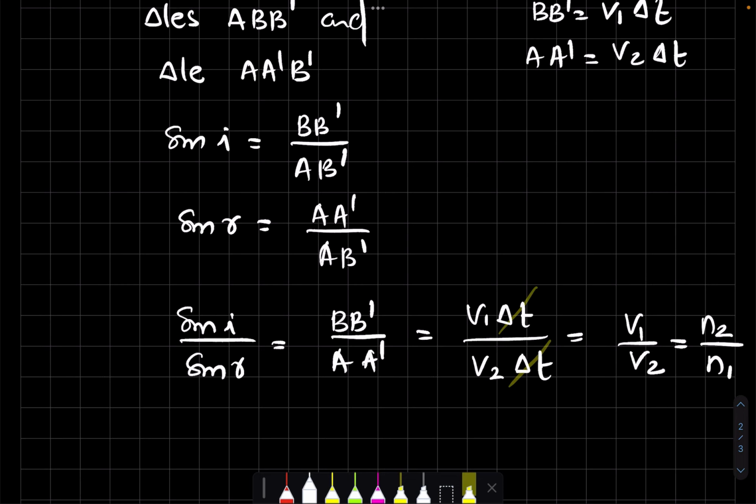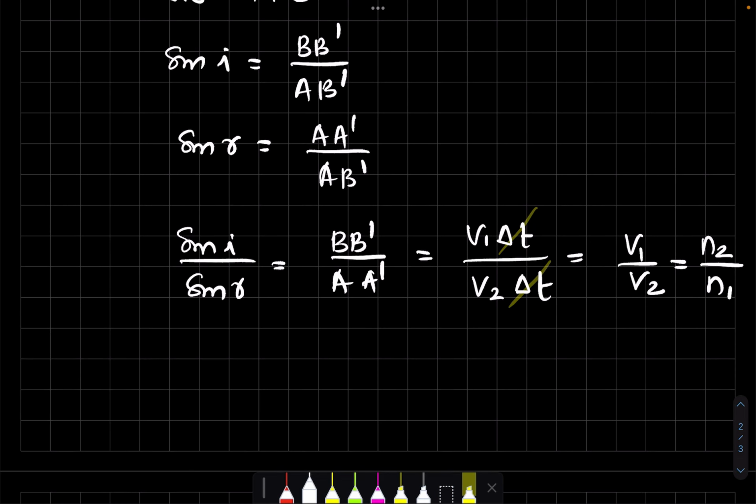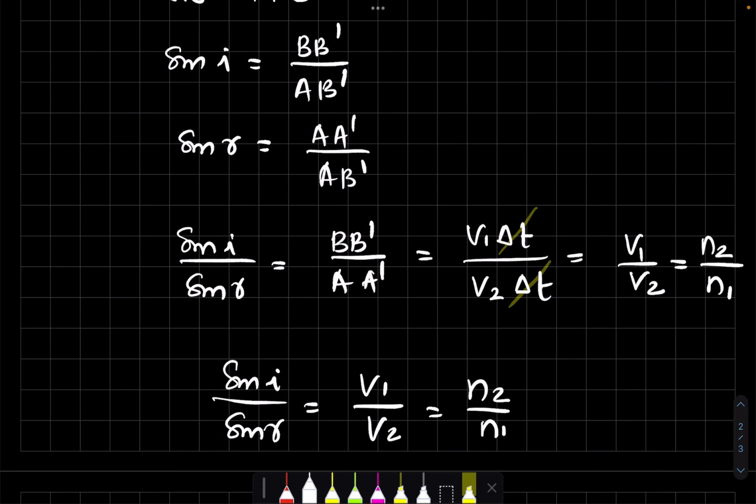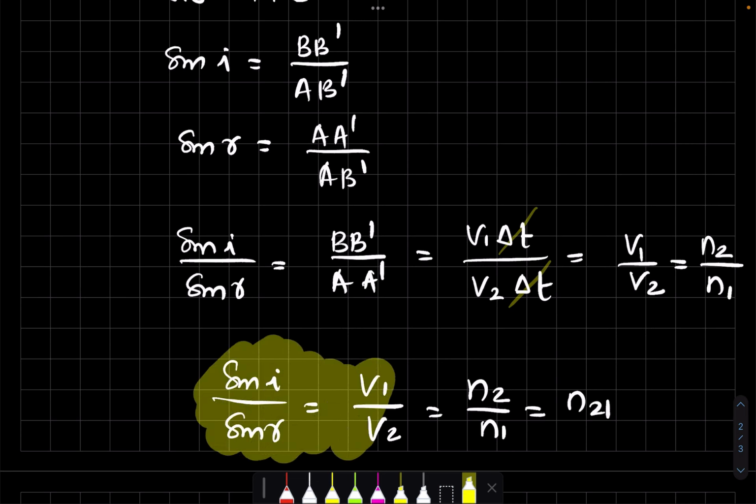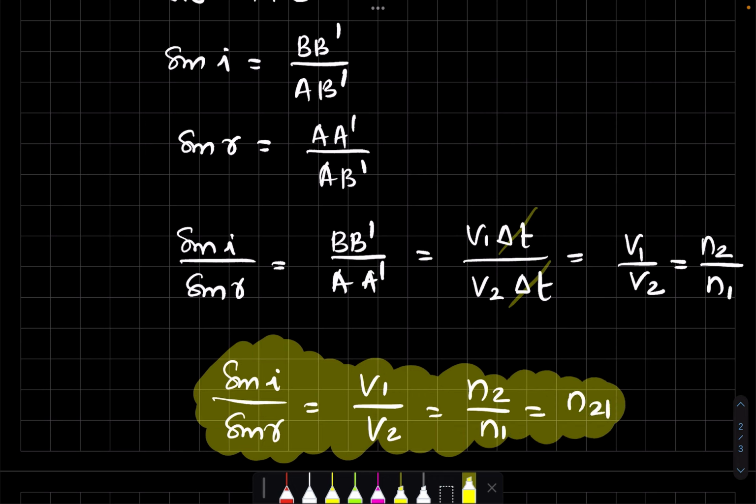Those who studied ray optics, refraction, they know it very well. So you can understand that sin I by sin R is equal to V1 by V2, which is equal to N2 by N1. This is equal to N21, which is a constant. So Snell's law of refraction has been proved. So Snell's law is like this. This idea obeys what? Snell's law. Which means sin I by sin R is N2 by N1. Which means this obeys laws of refraction as well, not only reflection, laws of refraction too.